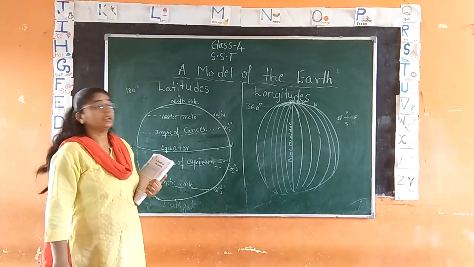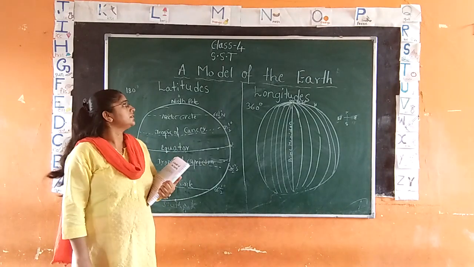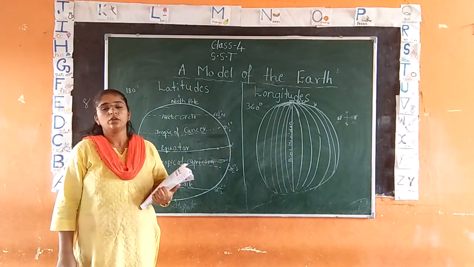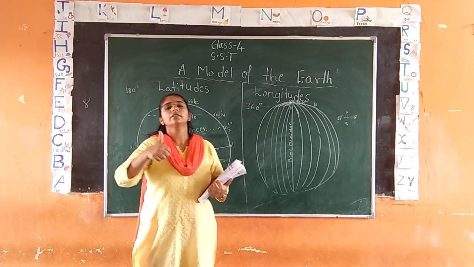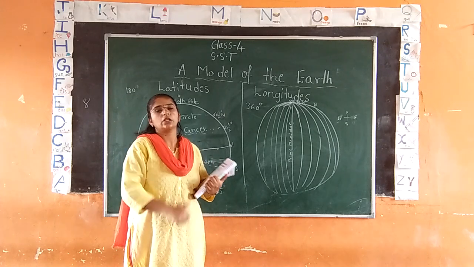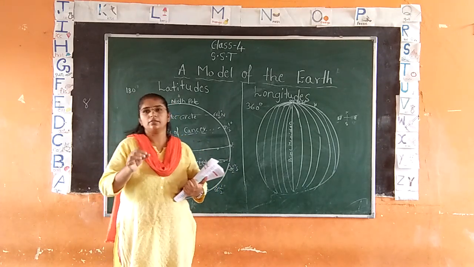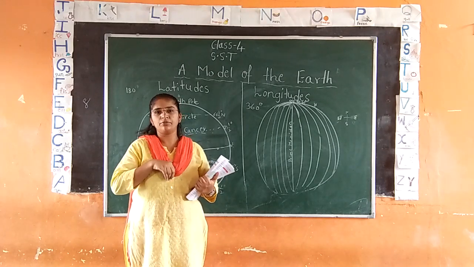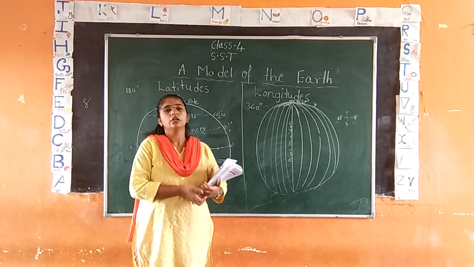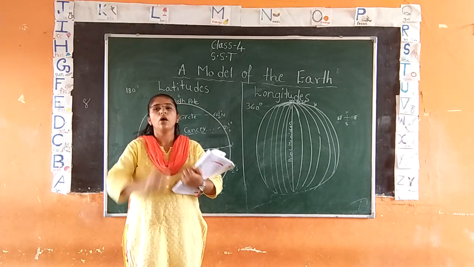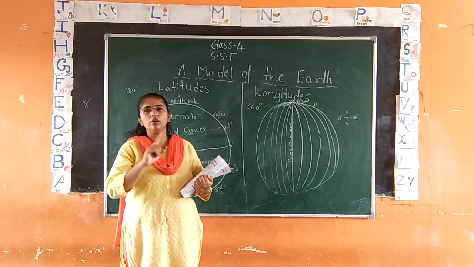Children, today we will study the model of Earth from SST class 4. In the previous class you learned what is Earth and what is a globe. Earth is a planet. Whatever we are living on, this planet we call Earth. A globe is a small model of Earth.